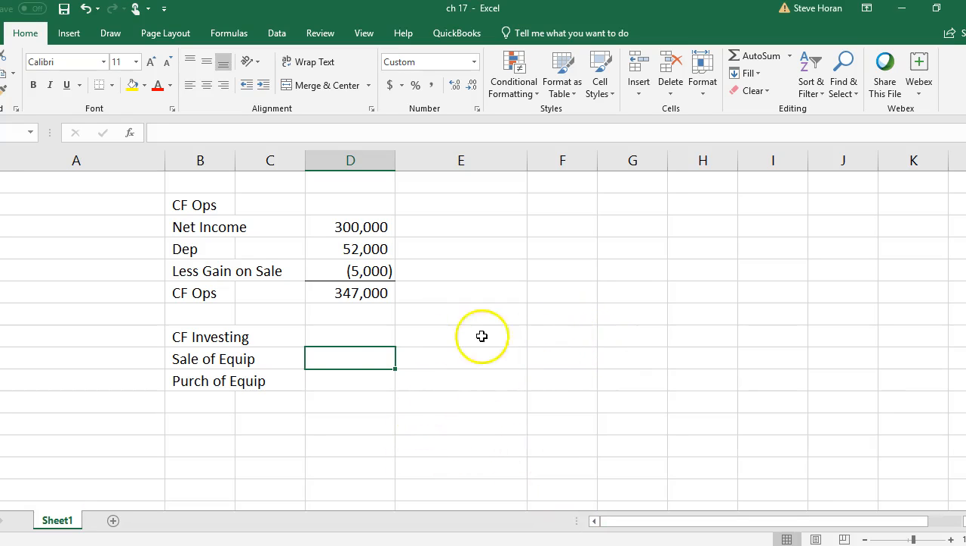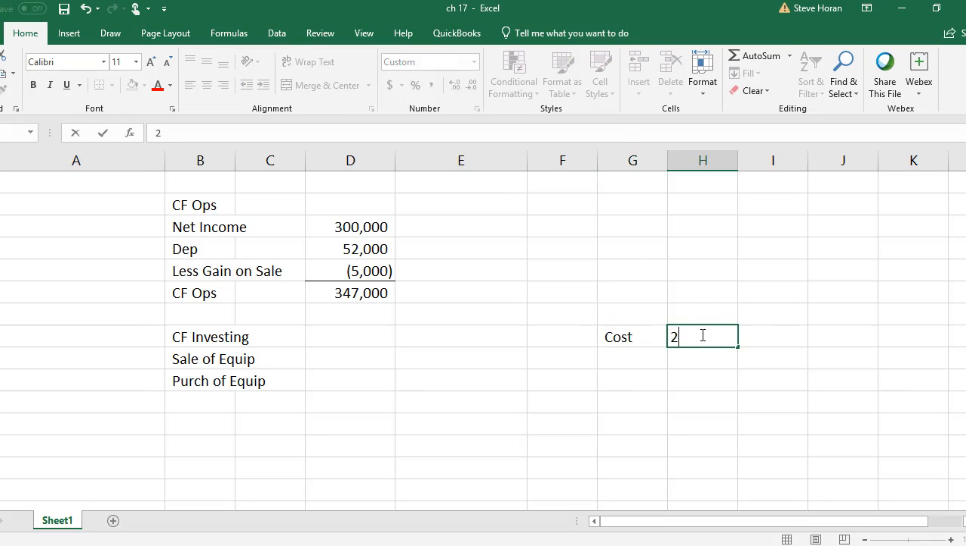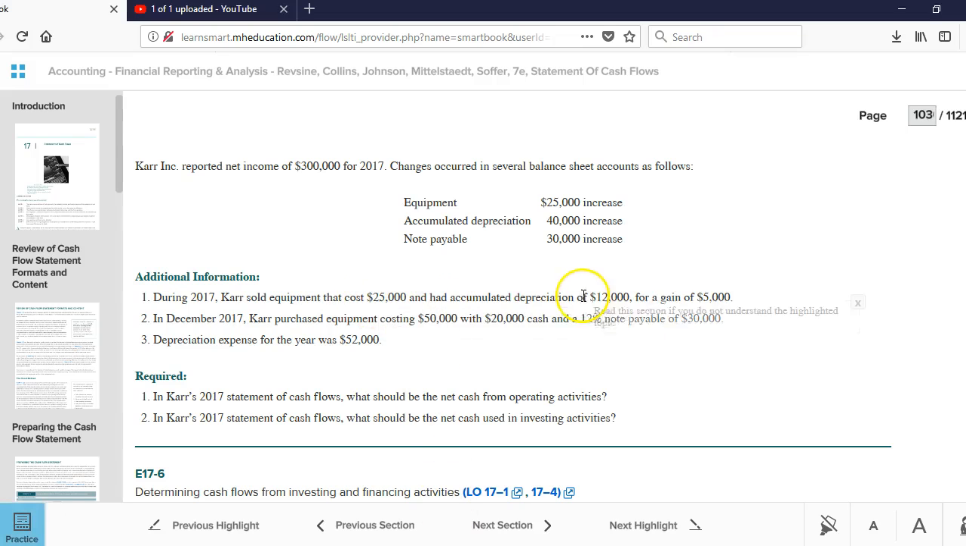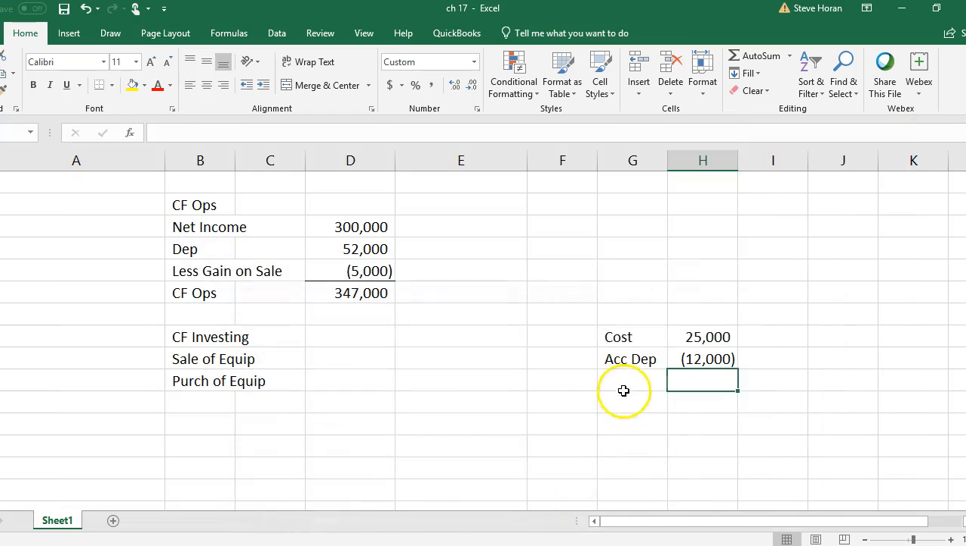So we can do a little sub-schedule off to the right that will calculate the total amount of sale of equipment that goes in the cash flow statement. So let's do it to the right here. And so this was the cost. What we sold had a cost of 25. Its accumulated depreciation over the years that we owned it was 12,000. Both of those were given to us. They said cost was 25, depreciation was 12. So we know the book value when we sold it was 13. The difference between the two is 13. So that's my book value on the equipment that we sold.